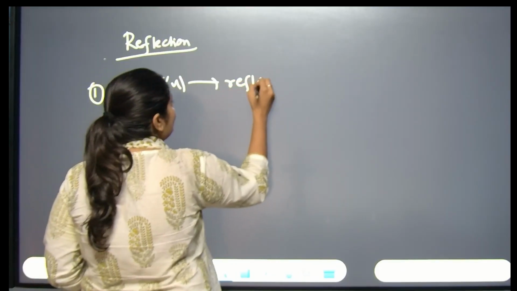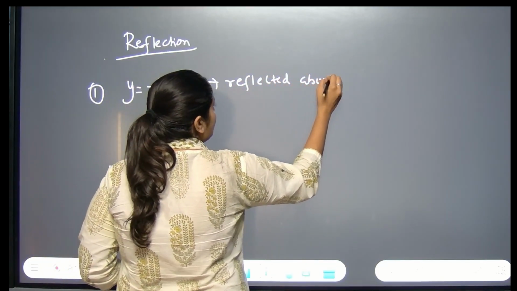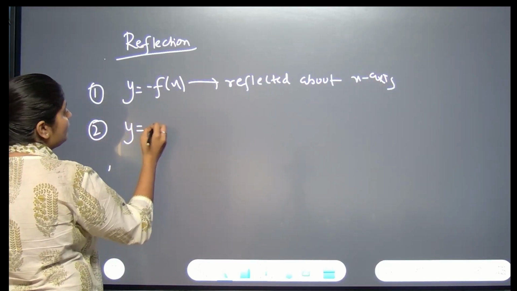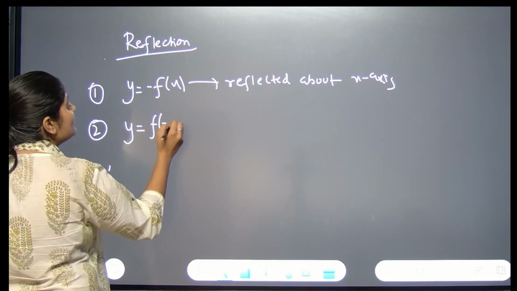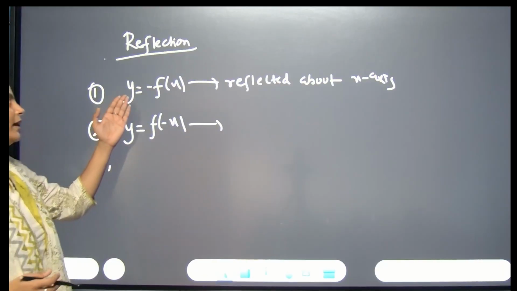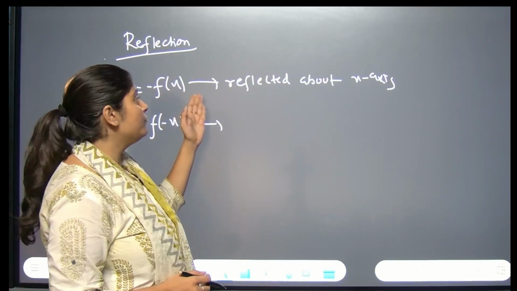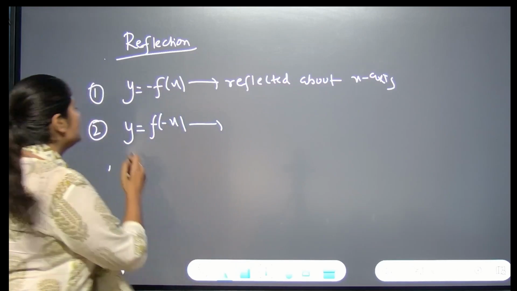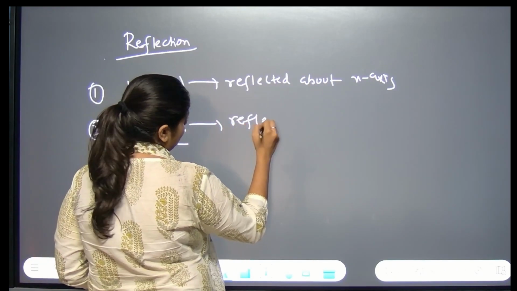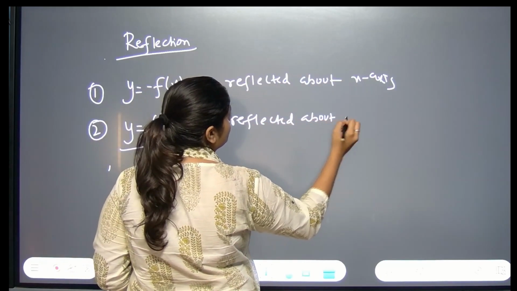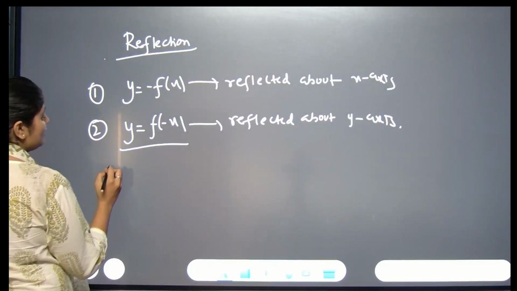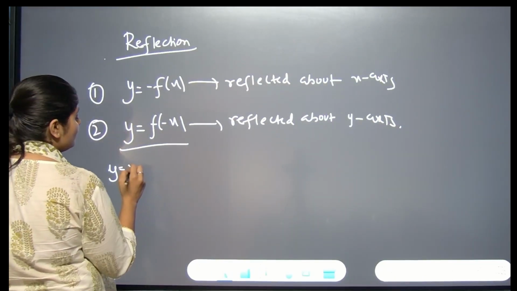It is reflected about the x-axis. Similarly, any function transformed into f of minus x is reflected about the y-axis. If the function is of the type y equals minus f of x, it is reflected about the x-axis. If the function is of the type y equals f of minus x, it is reflected about the y-axis. Let's see this with an example. Let's take a basic graph y equals x squared, right?